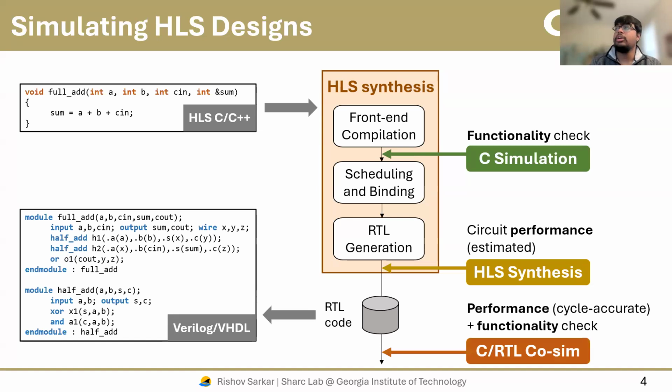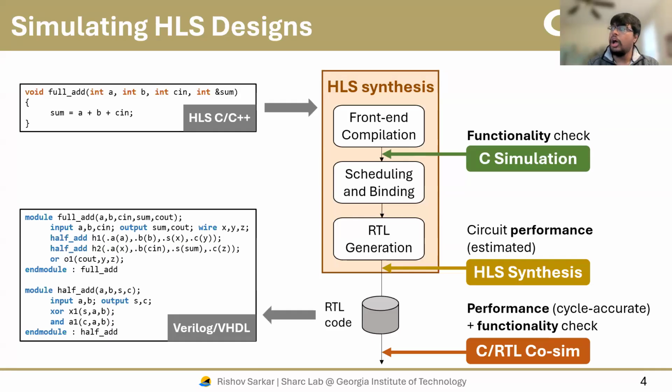And finally, for the most accurate check of both performance and functionality, you can run C-RTL co-simulation, which takes the actual Verilog or VHDL output of the HLS synthesis process and runs it through a standard simulator. The one built into the Xilinx tools is called XSim, so it runs the XSim simulator on your Verilog or VHDL output and tells you the correctness and the performance of the design. This performance is closer to cycle accurate because it's actually simulating every cycle of the Verilog code.